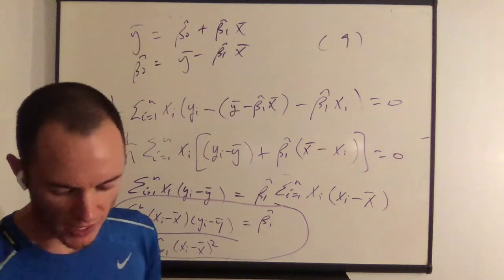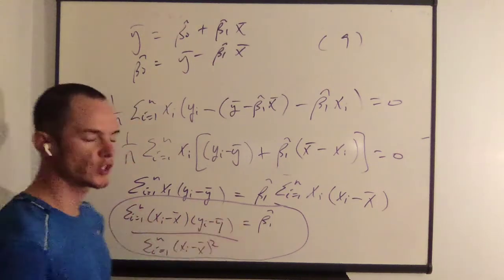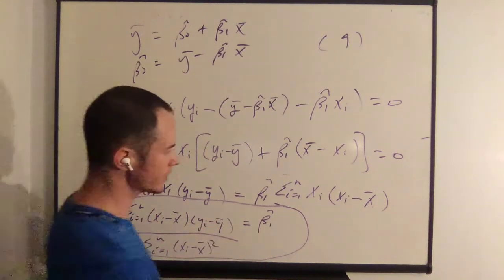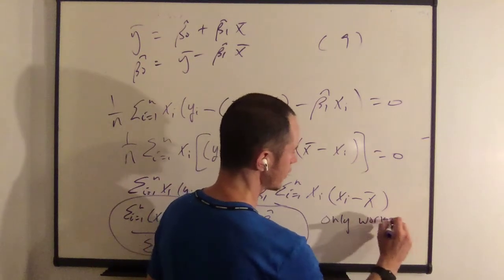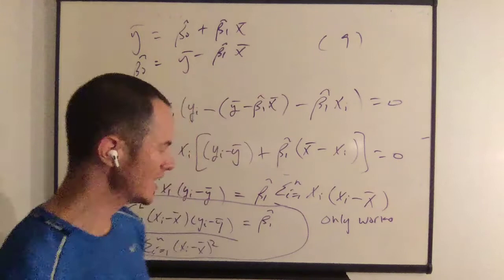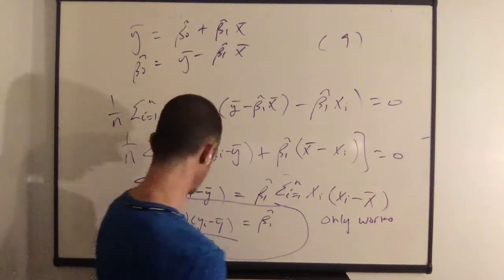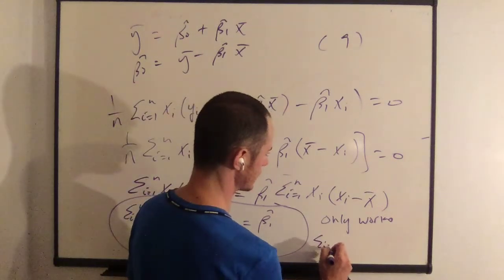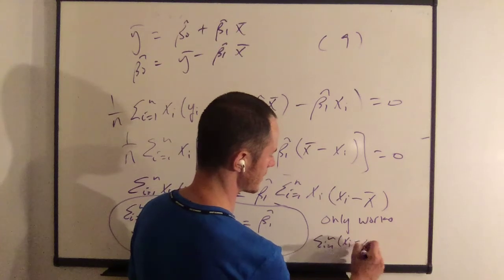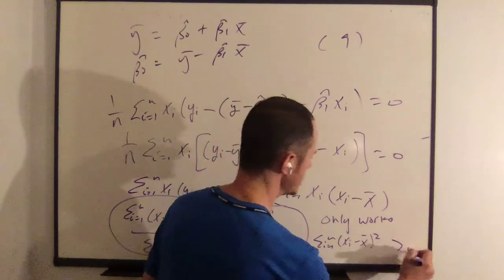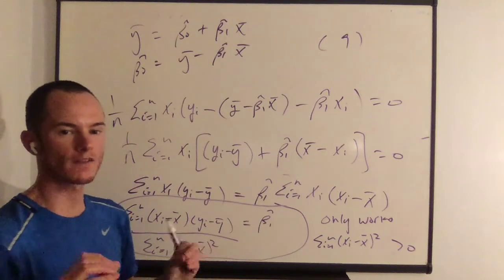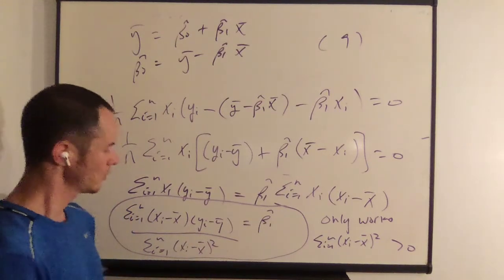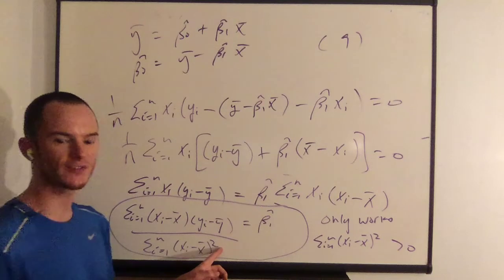One other thing to note is that this expression only works, we can only identify beta 1 hat, when the sum from i equals 1 to n of xi minus x bar squared is positive. So this only works when we have some variation in x, right? We can't divide by a 0.